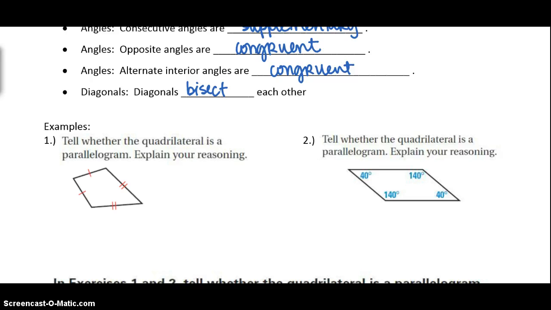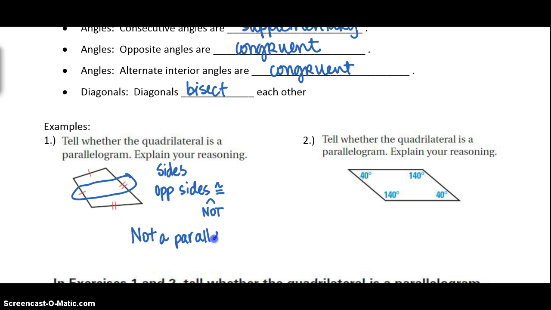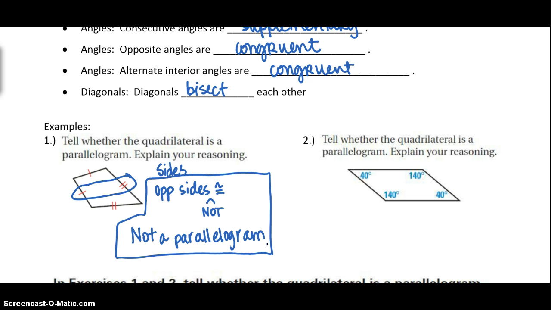Tell whether the quadrilateral is a parallelogram and explain your reasoning. Well, the things that are marked in the picture are sides. And what do we know about sides? We have to know that the opposite sides are congruent. Is that what's going on in this picture? It doesn't look like it to me. So opposite sides are not congruent, so this is not a parallelogram. And you have to have all of this on your paper, because it says to explain your reasoning.